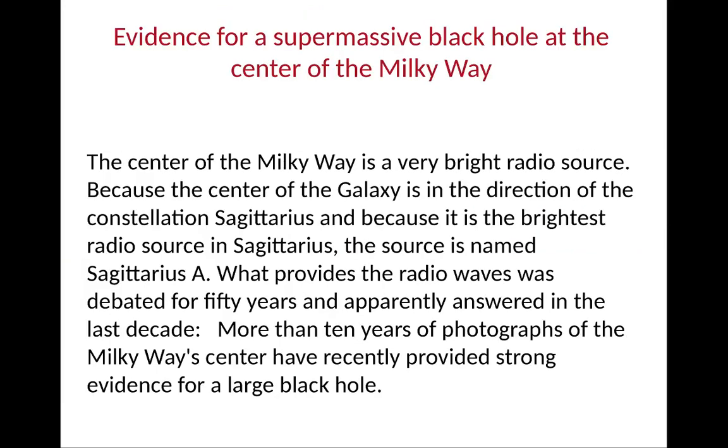Now, I also mentioned there's a supermassive black hole at the center of the Milky Way. So how do we know this? First of all, the center of the Milky Way is a very bright radio source. If you look with radio telescopes, the Milky Way's center really stands out. The center is in the direction of the constellation Sagittarius, and because the galactic center is the brightest radio source in Sagittarius, the source is named Sagittarius A.